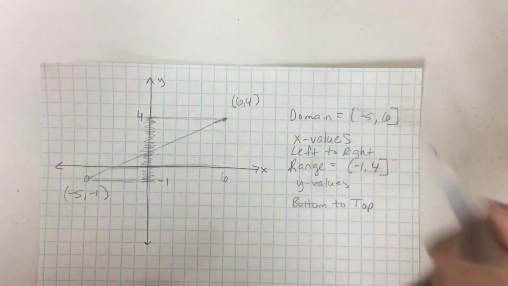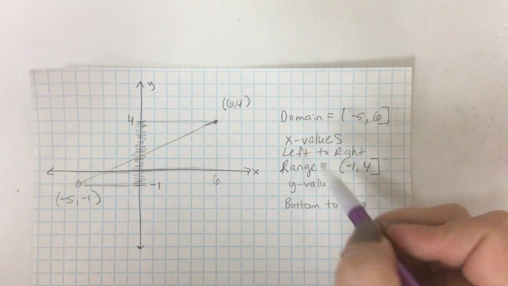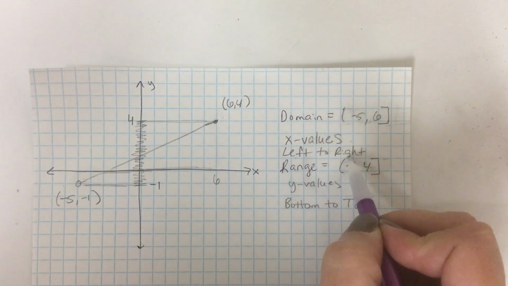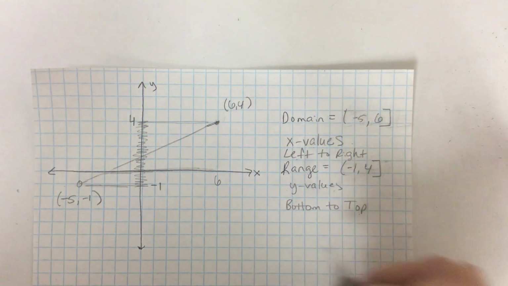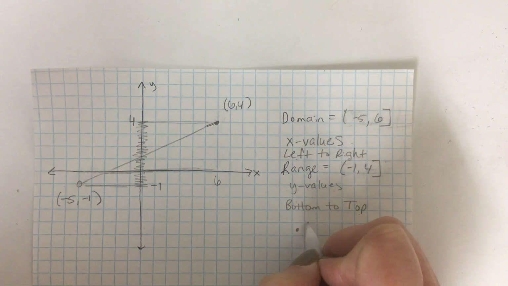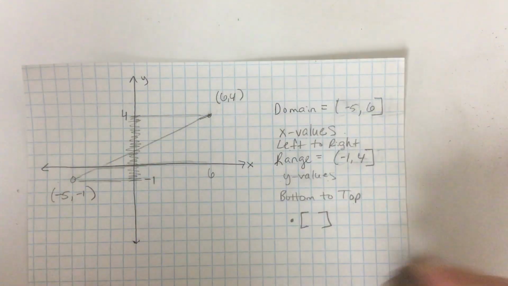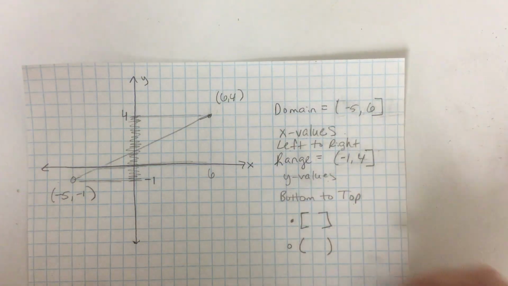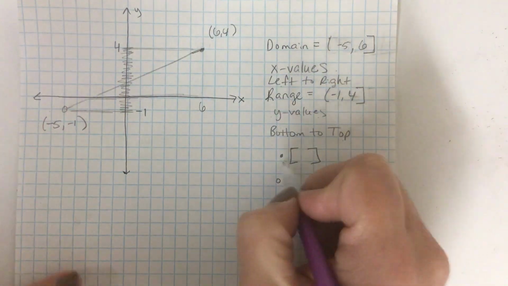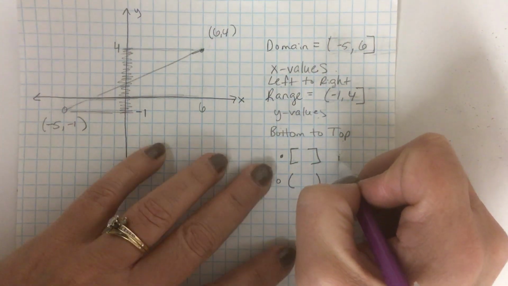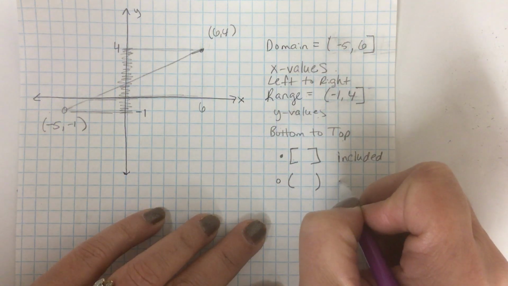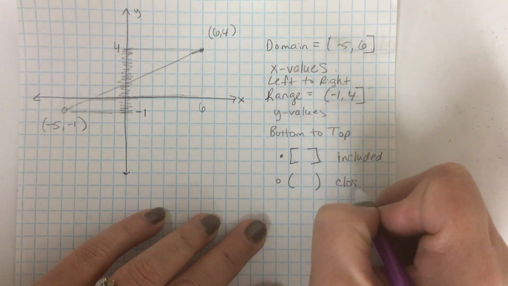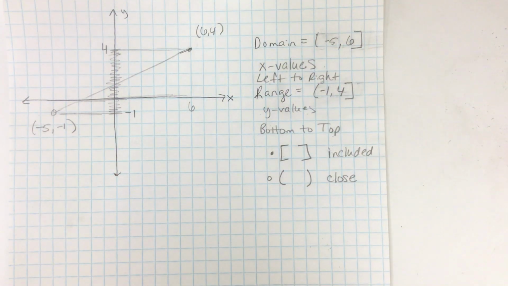Okay, so you might want to put these things in your notes. Domain is x values going from left to right. Range is the y values going from bottom to top, and a dot means you're going to have a bracket, because the dot means it is included. An open circle means you're going to have a parentheses. An open circle means it's just close to it. It doesn't include it.